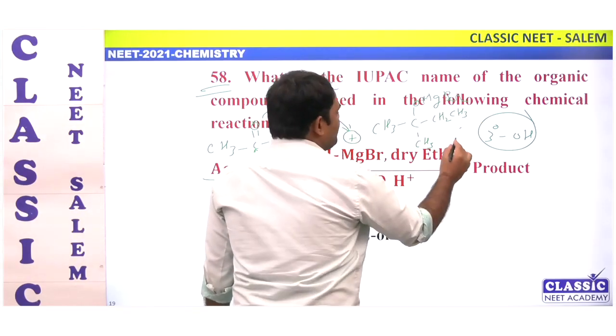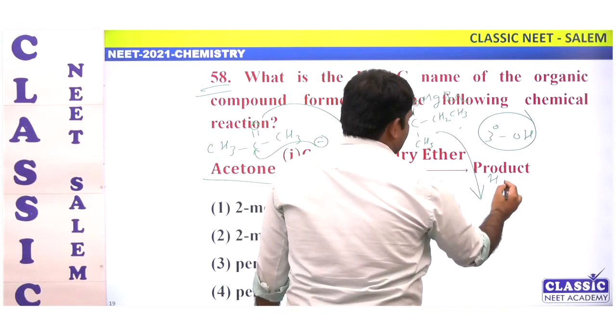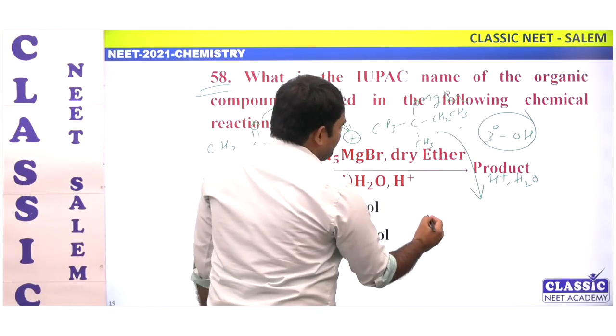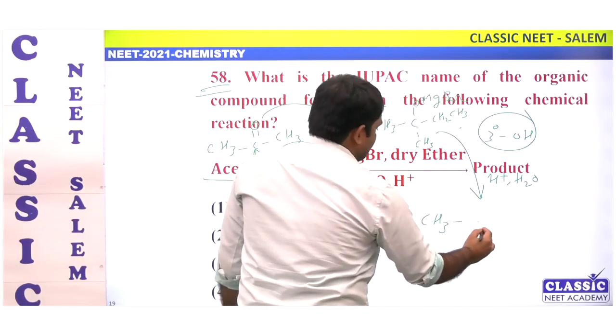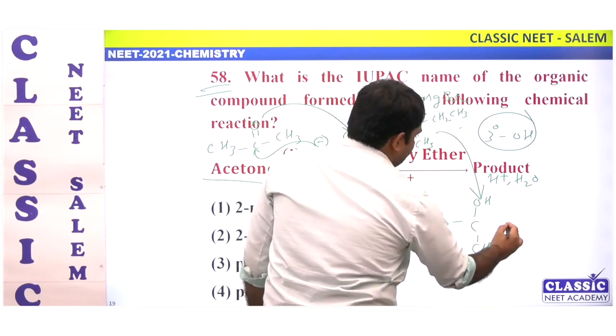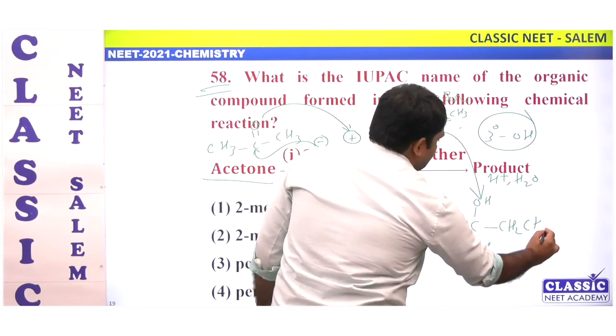Now finally we are going to do the hydrolysis. What is the acidic hydrolysis? So directly we are going to get a product, CH3COH, CH3 and here CH2 CH3.